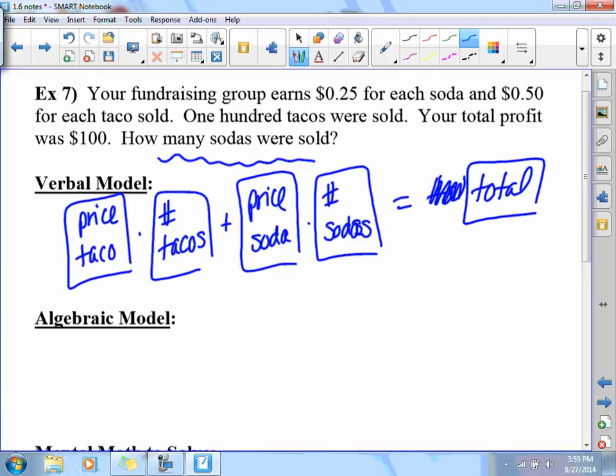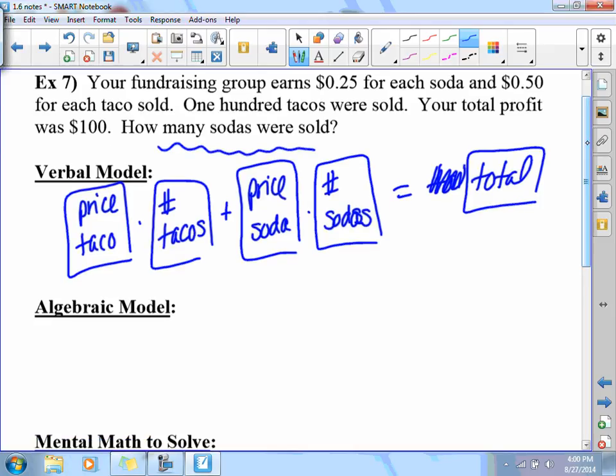So this is kind of like example 6. You're taking the price times the amount, but you've got 2 little multiplications that you're doing and then 1 addition that you're doing as well. So it's a 2 or maybe even a 3-step problem, depending on how you want to think about it. So now I'm going to substitute in what I know. I know I raised 50 cents for each taco, so 0.5.